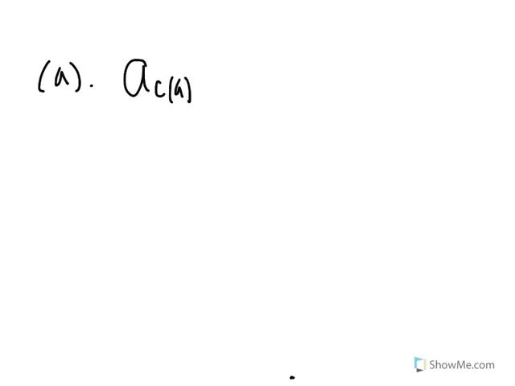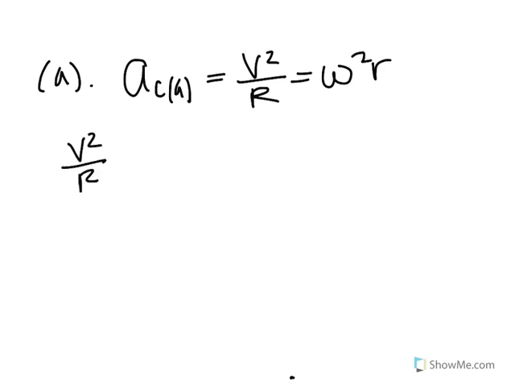The centripetal acceleration is equal to v squared over r, or angular velocity squared multiplied by r. Now, depending on which equation you choose, there's two ways to do it. So I'll show you both. If you use v squared over r, v is equal to 2 pi r over T. We just plug in v.